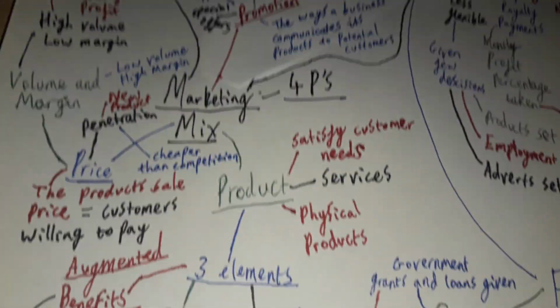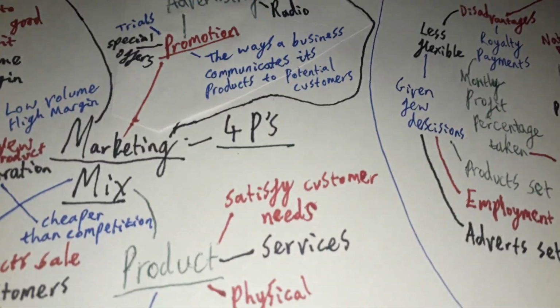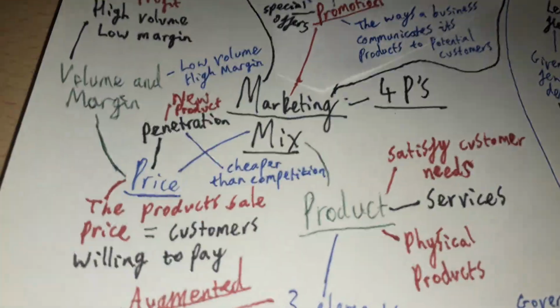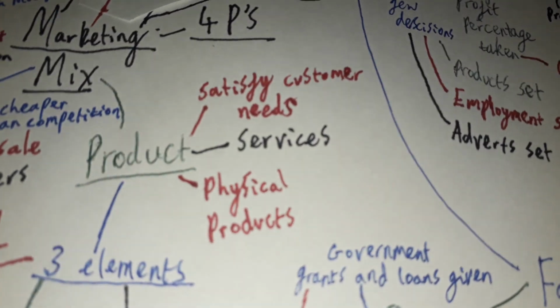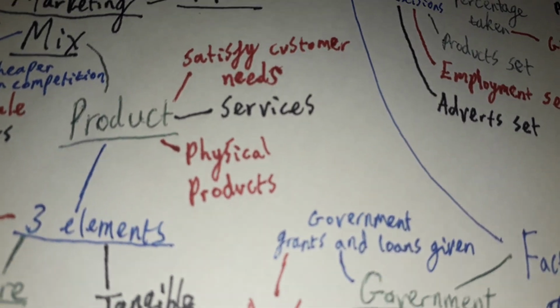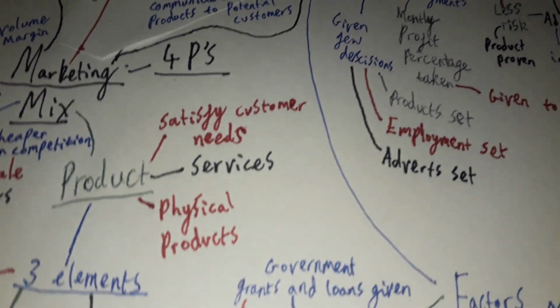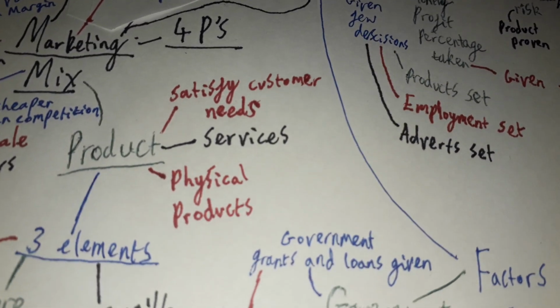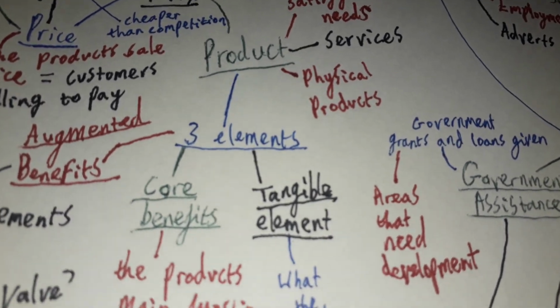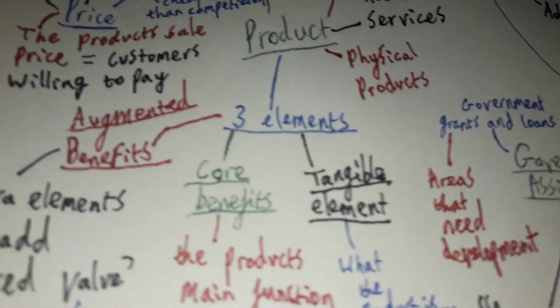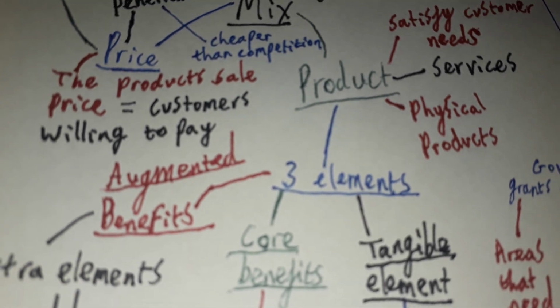What's next? The marketing mix, the 4 Ps: product, price, place, and promotion. So let's start off with product. A product can be a physical product or a service. It's basically something that satisfies the customer's needs. There are 3 elements to a product: a tangible element, core benefits, and augmented benefits.